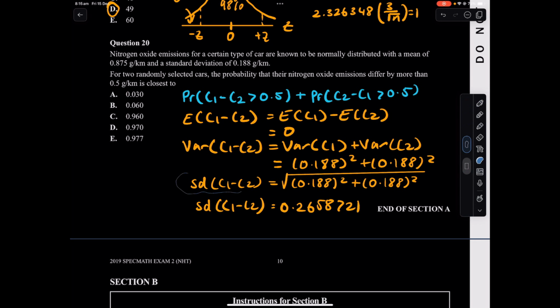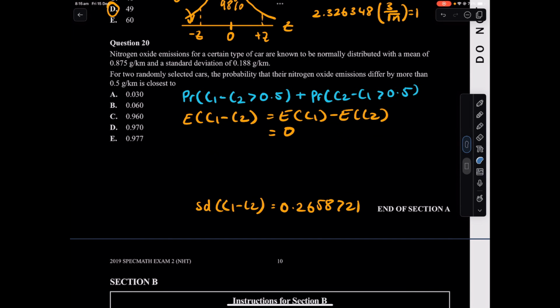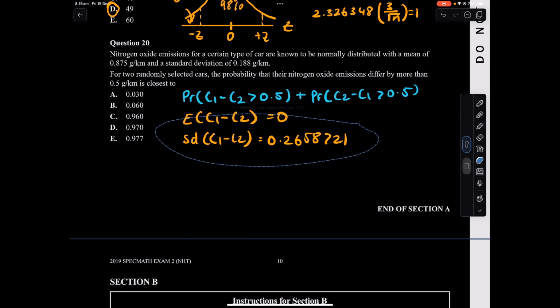So I'm going to rub out everything we don't need, so we don't need these calculations anymore, and just keep that one. Now we know that the expected value is just 0, so we can write 0 here. Done. We've got everything now, and that's for this one. And we can just calculate the probability for that.